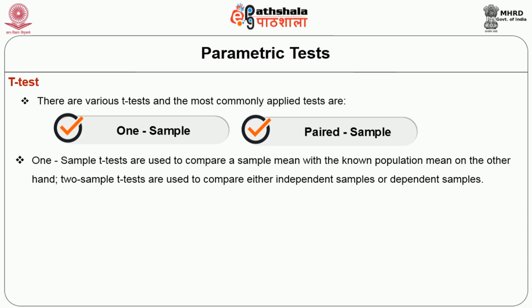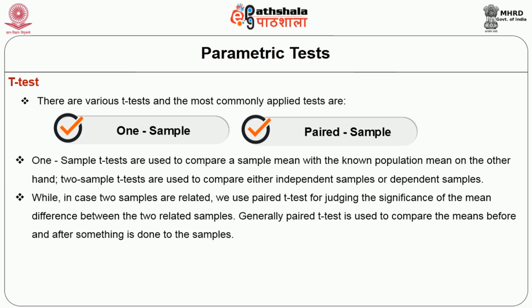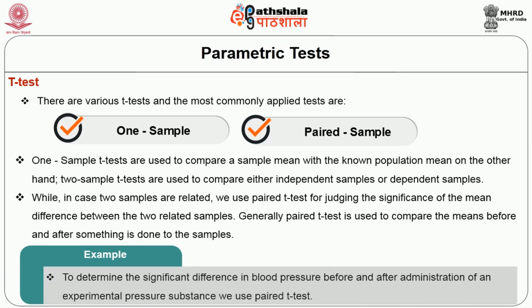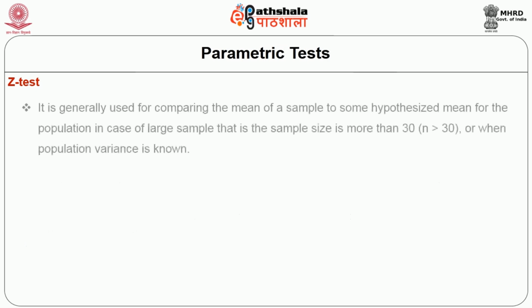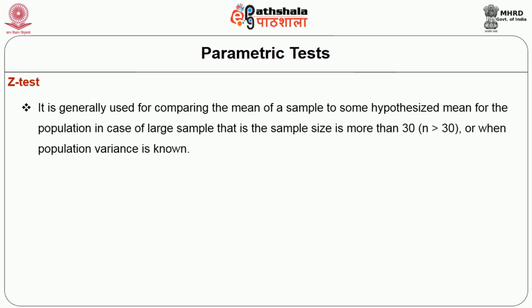On the other hand, two sample t-tests are used to compare either independent samples or dependent samples. In the case where two samples are related, we use the paired t-test for judging the significance of the mean difference between the two related samples. Generally, the paired t-test is used to compare the means before and after something is done to the samples. Say, for example, to determine the significant difference in blood pressure before and after administration of an experimental substance, we use the paired t-test.